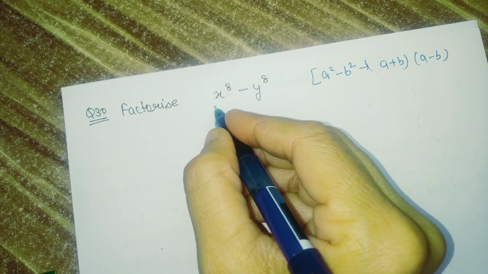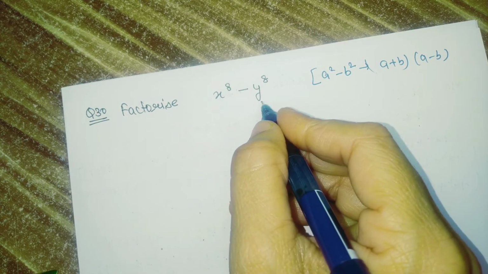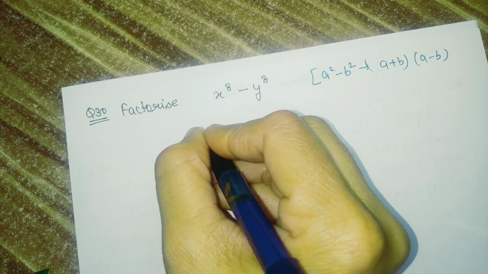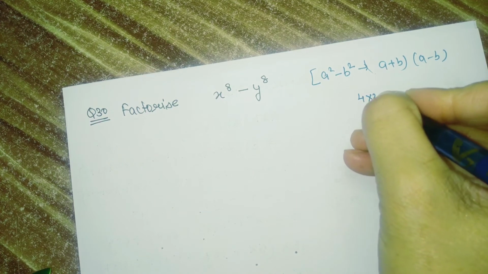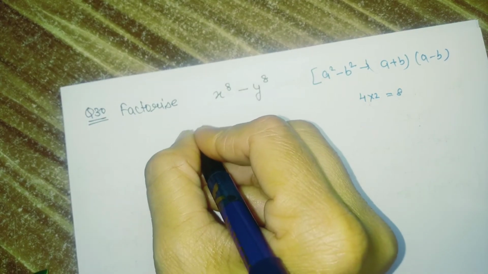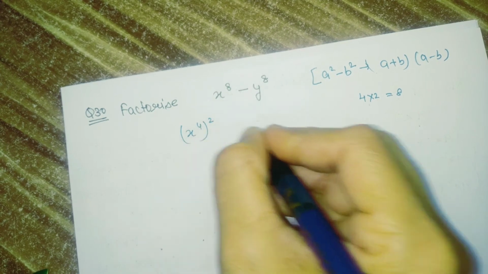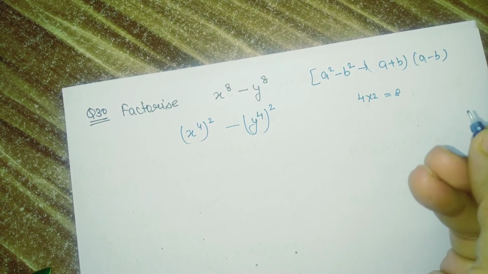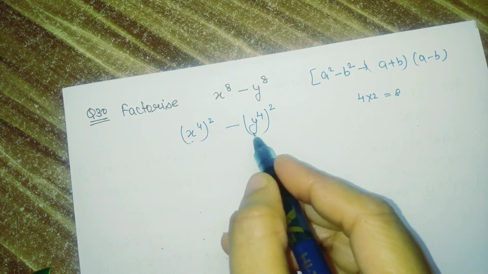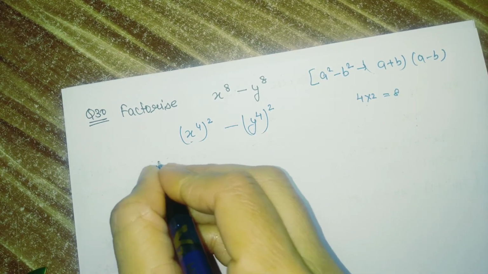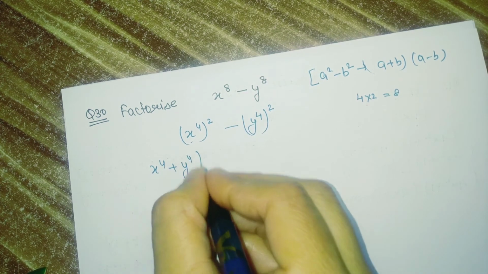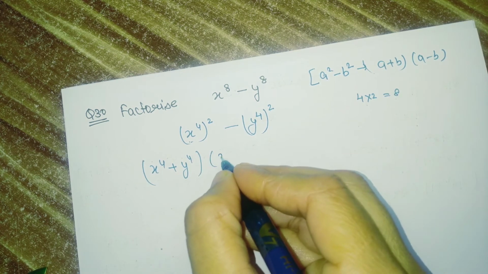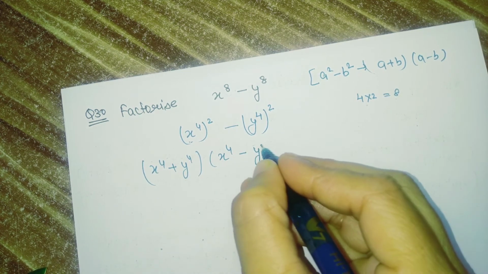So first of all, convert this x raised to the power 8 and y raised to the power 8 in the form of squares. We know very well whenever 4 multiplied by 2 we get 8. So here we can write x raised to the power 4 whole power 2. Same, y raised to the power 4 whole power 2. Now it has become a square minus b square. So how to open this one? A plus b, that means x raised to the power 4 plus y raised to the power 4, then x raised to the power 4 minus y raised to the power 4.